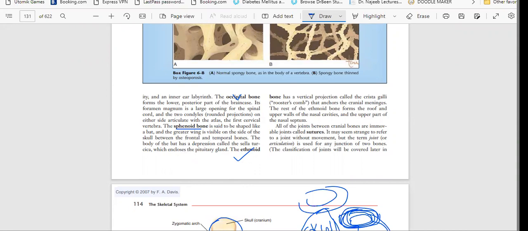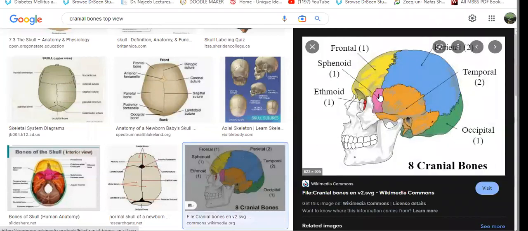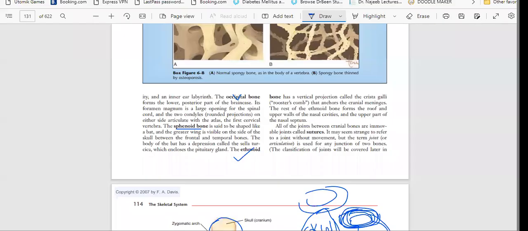So let's see the sphenoid bone here. This is the sphenoid bone. This is occipital, temporal, frontal, and this is the sphenoid bone. Near the sphenoid bone you can see the depression called sella turcica, which encloses the pituitary gland. So this is the area nearby the pituitary gland.